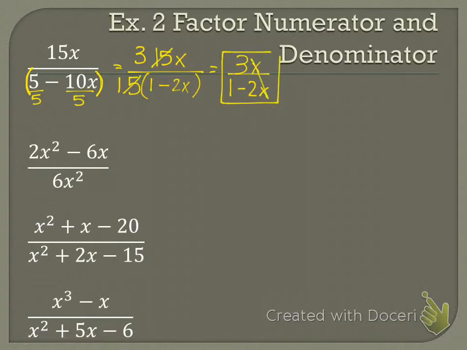Could I cancel out these x's if I wanted to? Nope. Why not? 1 minus 2x is a family. Cannot touch it. So in the next problem, what do you see right off the bat? A family. What is the family? 2x squared minus 6x. Very good.